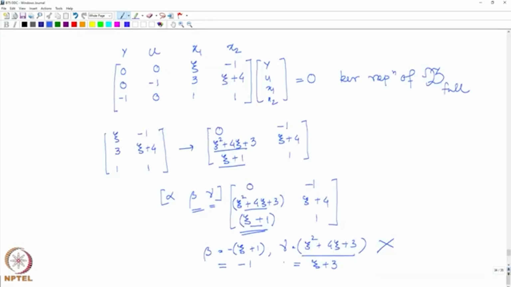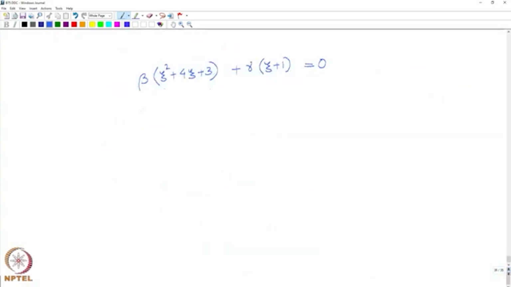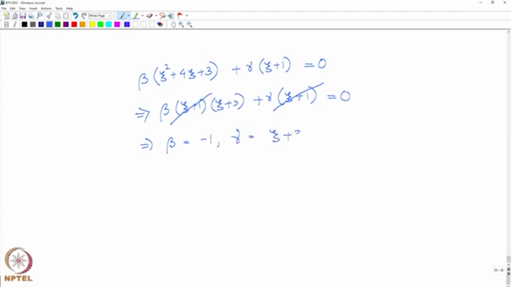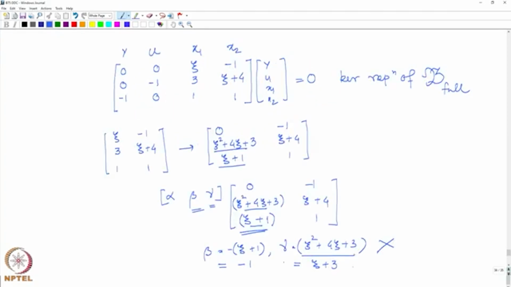That's what I want. Now let me show you. You see, beta, this is actually xi plus 1 times xi plus 3 plus gamma times xi plus 1. So in order to have this, I could just cancel this out, and I could just take beta to be equal to minus 1 and gamma to be equal to xi plus 3. That's it. You see, that's the choice we made. So this also is good enough.